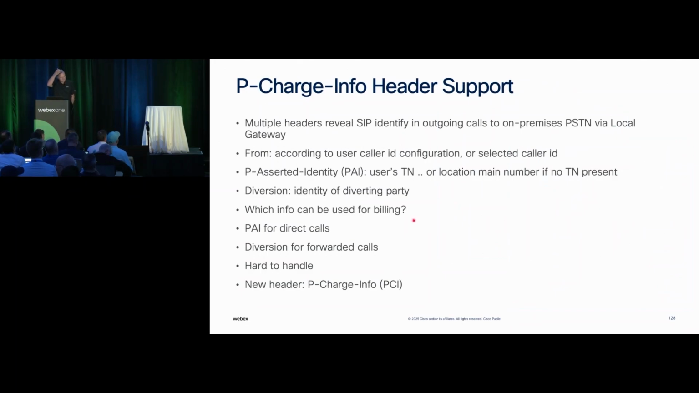This one's interesting. We just added this, and it's not only done in the back end, it's also supported for on-premises PSTN via local gateway. We introduced a new header, a P-Charge-Info header or PCI header. What's the background? When you look at SIP and identities in SIP calls and a SIP invite going out to the PSTN, there are multiple headers in there. There's the from header, there's the PAI header, the P asserted identity header. The provider you send the call to wants to bill the call, right? They need to identify who do I need to charge for this call.